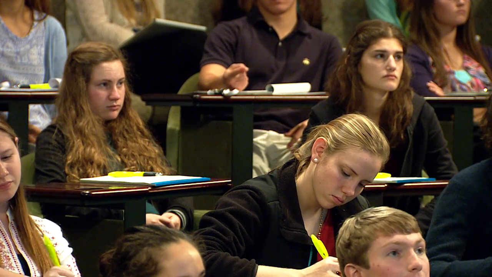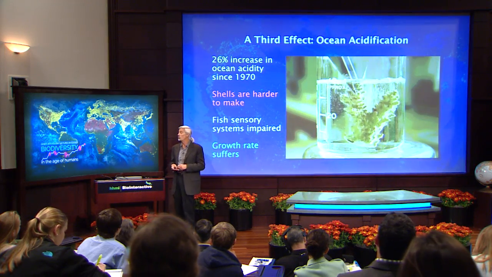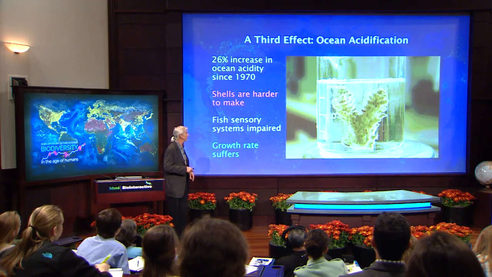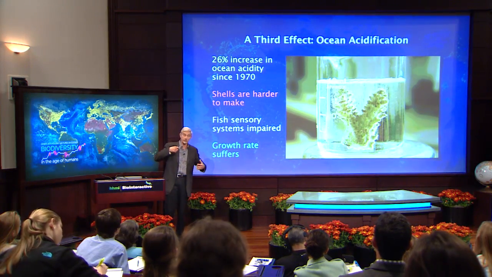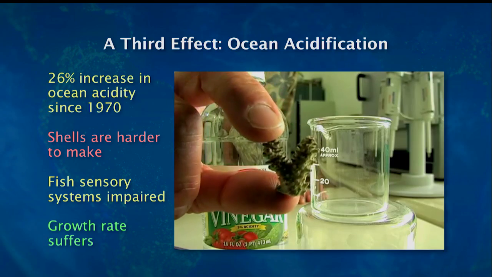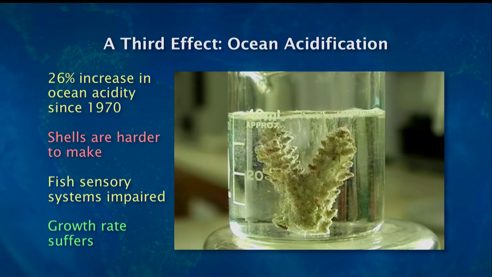But there are a couple of things about climate change that are really different in the ocean. And probably the most important one is ocean acidification. Now, ocean acidification comes about because as we pump CO2 into the atmosphere, that dissolves back into the ocean. It makes carbonic acid. That carbonic acid increases the acidity of the ocean and affects marine life.